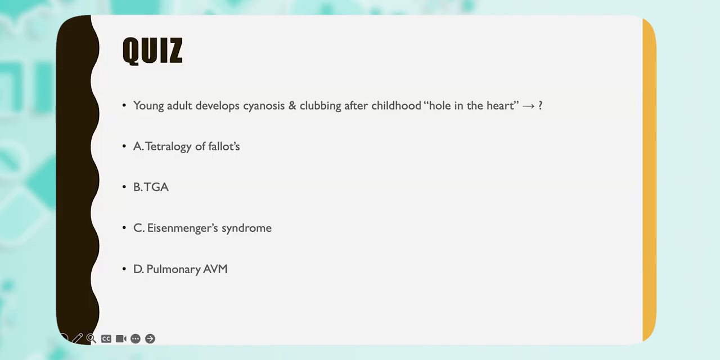This is a recall quiz as we read about congenital heart disease. If a young adult develops cyanosis and clubbing after a childhood history of a hole in the heart, this is how they come to the hospital, complaining of a hole in the heart when they were a child. So what is the diagnosis of this patient? This adult, say 19 or 20 years old, has developed cyanosis and clubbing. What is the diagnosis?